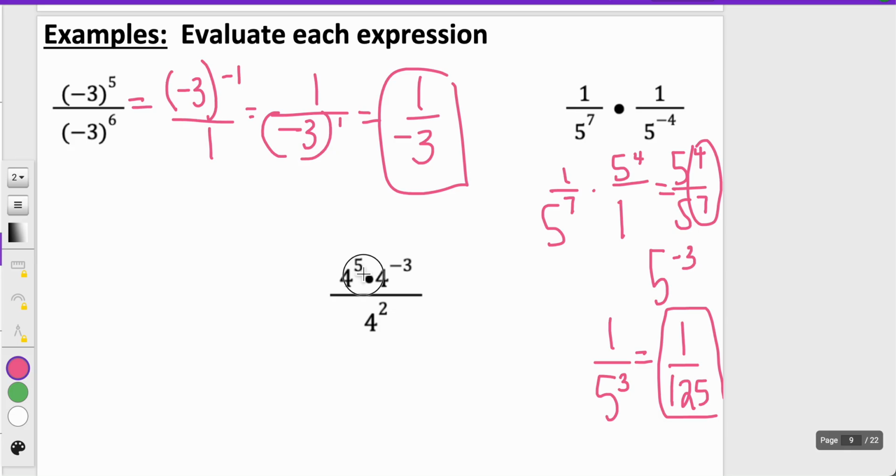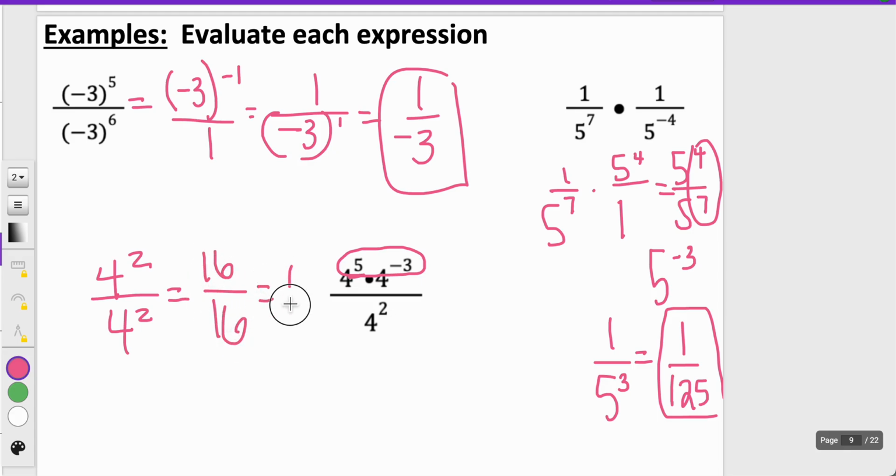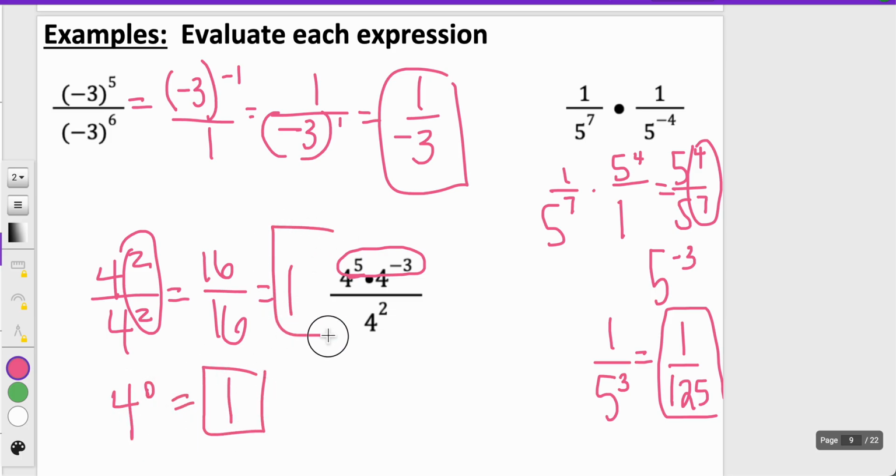Next up for this one, I'm going to take care of my 2 exponents on the top here. 4 to the 5th times 4 to the negative 3rd, that is your multiplication property where you can add your exponents. So 5 plus negative 3 is 2. So on the top I'll have 4 to the 2nd, on the bottom I have 4 to the 2nd. And those can simplify either, we know 4 to the 2nd is 16 over 16, which is equal to 1, or you could subtract your exponents, get 4 to the 0 power, also equaling 1. Okay?